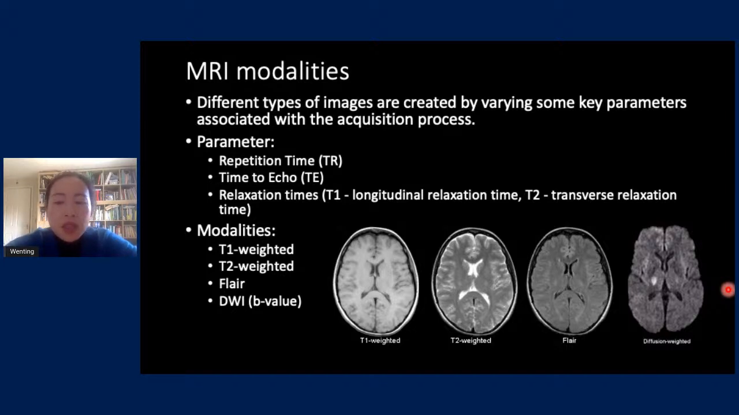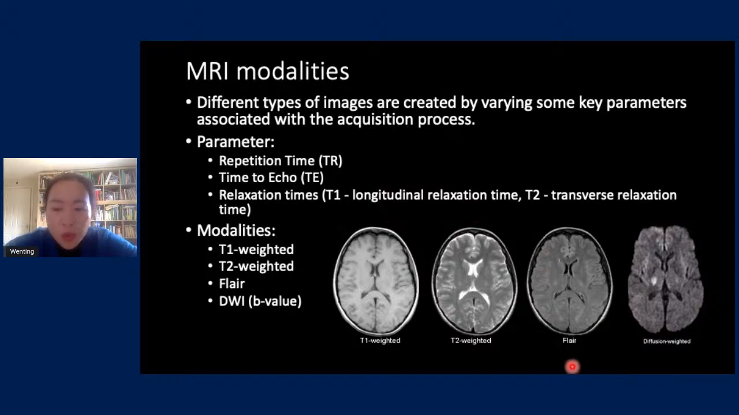Okay, so the most common MRI modality is what we call the T1 weighted and the T2 weighted scans. T1 weighted images are produced by using short repetition time, so that is short TE and TR times. The contrast and brightness of the image are predominantly determined by the T1 properties of the tissue. Okay, so the longitudinal relaxation time of the tissue.